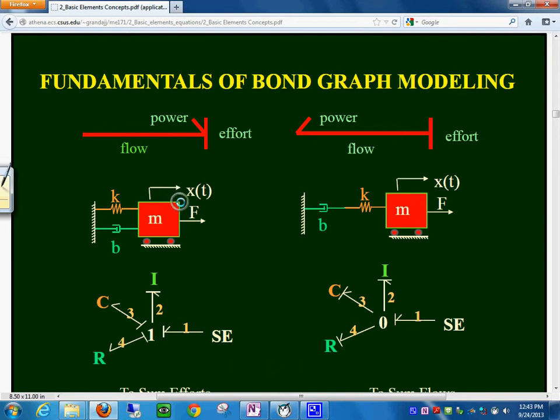Remember what I briefly mentioned about the constant force or the constant velocity? In this case, you connect it this way, and in this case, you connect it this way. The other elements are the same. Okay. I have a question. What are the 1 and the 0?